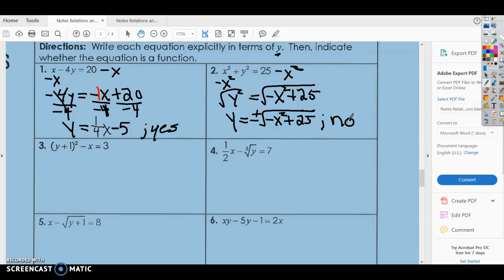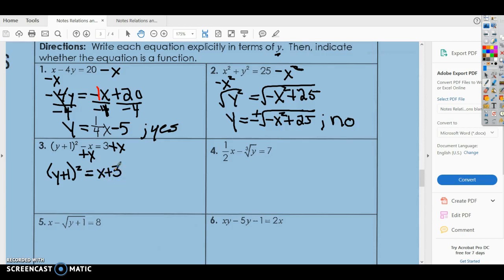Let's move down to number 3. Number 3, we're trying to get y by itself. X is outside the parentheses, so we're going to add x first. So we're going to have y plus 1 squared is equal to x plus 3.